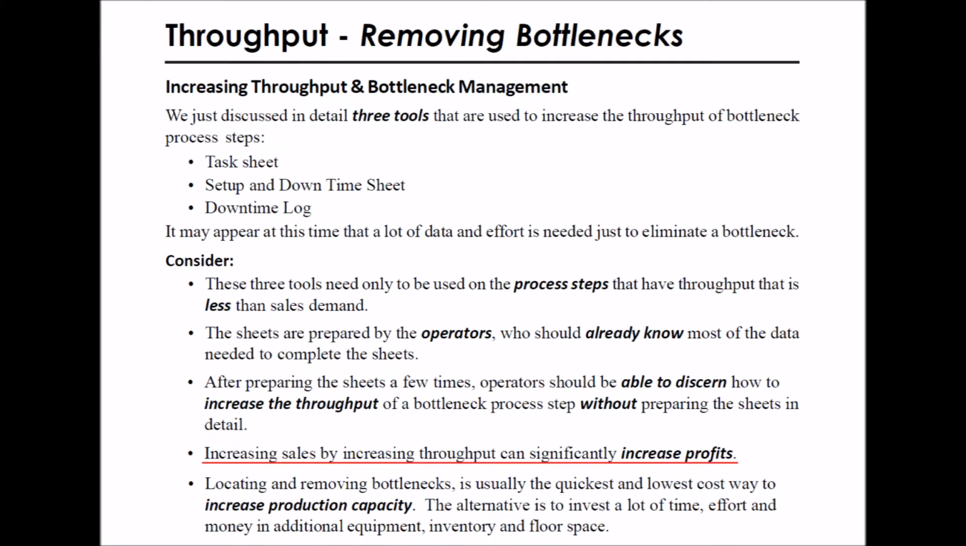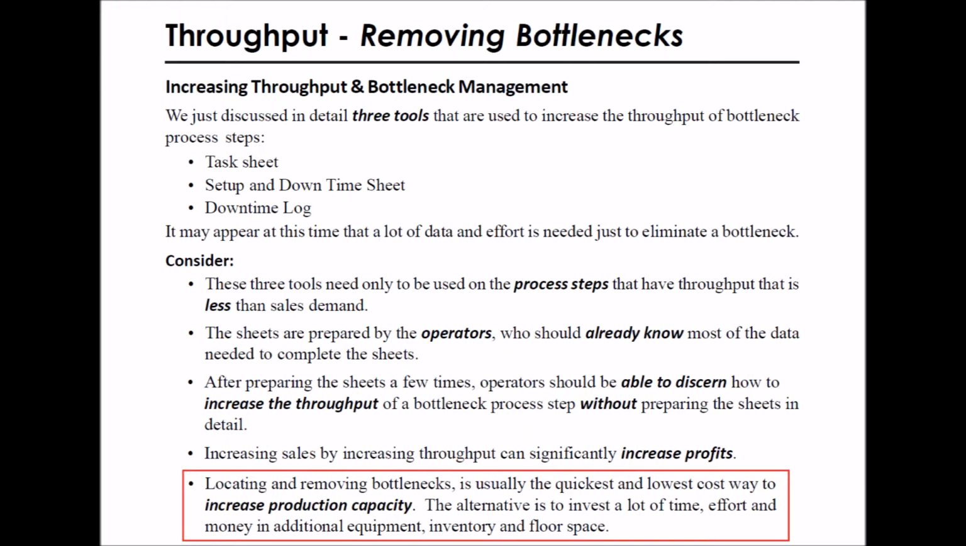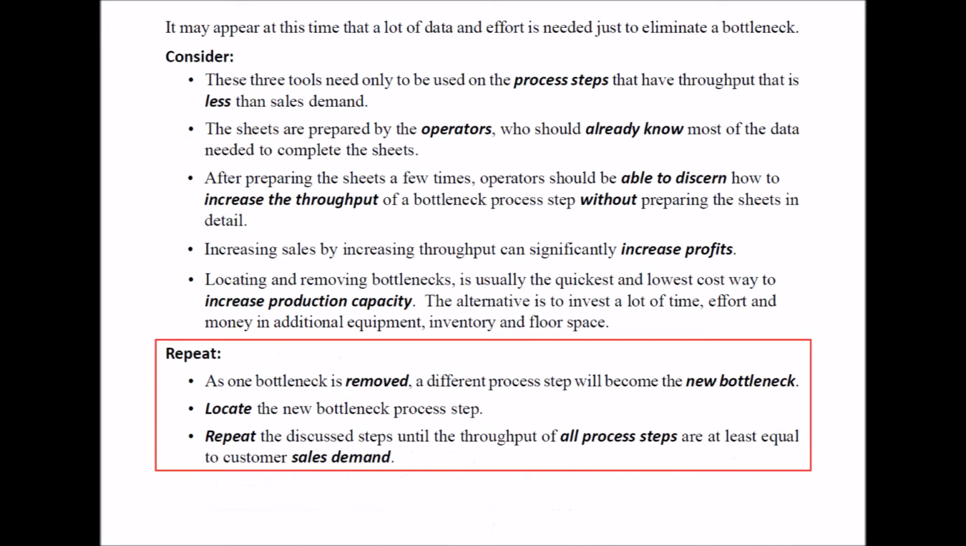Increasing sales by increasing throughput can significantly increase profits. Locating and removing bottlenecks is usually the quickest and lowest cost way to increase production capacity. The alternative is to invest a lot of time, effort, and money in additional equipment, inventory, and floor space. As one bottleneck is removed, a different process step will become the new bottleneck. Locate the new bottleneck process step and repeat the discussed steps until the throughput of all the process steps are at least equal to customer sales demand.